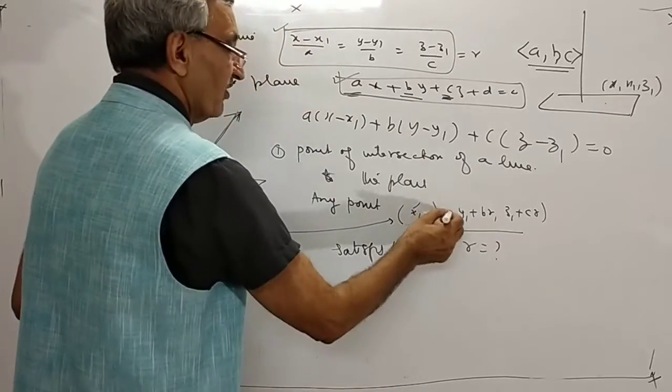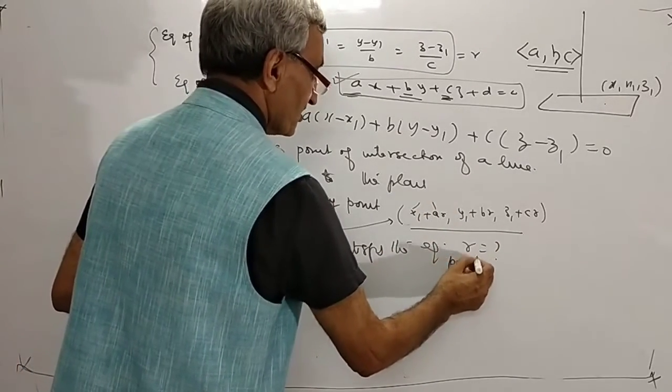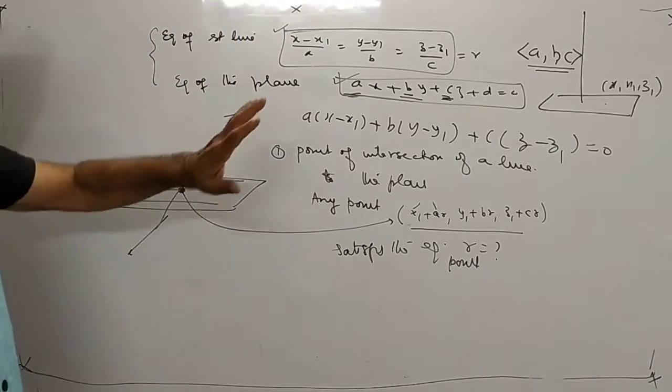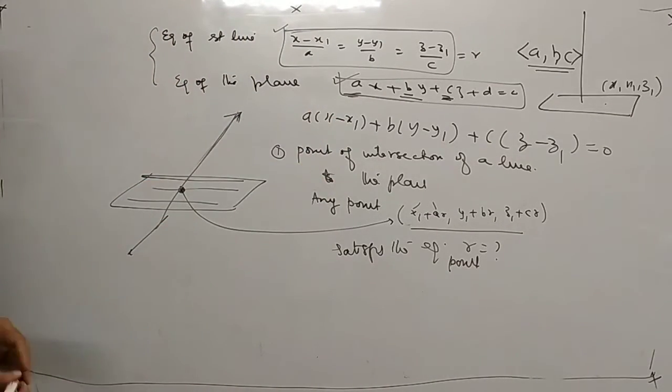And when you get the value of r, you find the point. This is the process of finding. So you find the values like this. You have got the question.